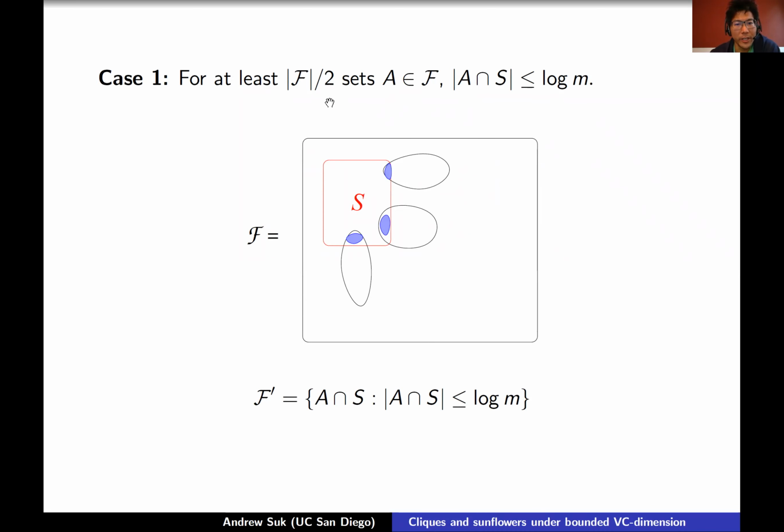And if I just look at those sets, and then I look at the intersection between those sets and S, I get these little sets of size at most log M. And if I collect all of those sets, I can get this set system F prime here. So this set system F prime, it's on S, and every set is very small. Every set has size at most log M.